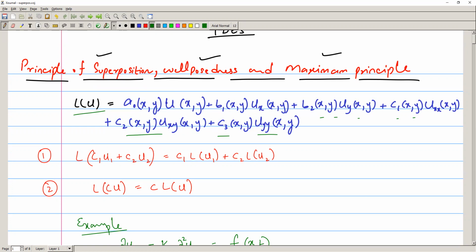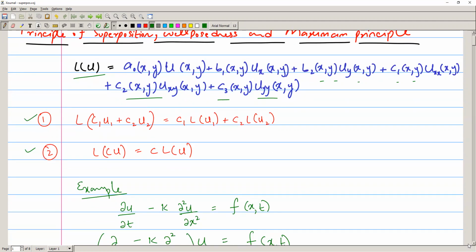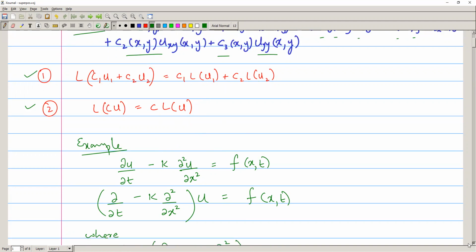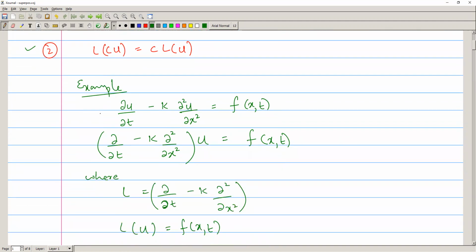So in order to check whether a given differential equation is linear or not, we are going to satisfy these two conditions. We'll apply these conditions on the given equation and we'll check if these conditions are followed. Then we may say that the differential equation is linear. Otherwise, we will call it nonlinear. So let's take an example.